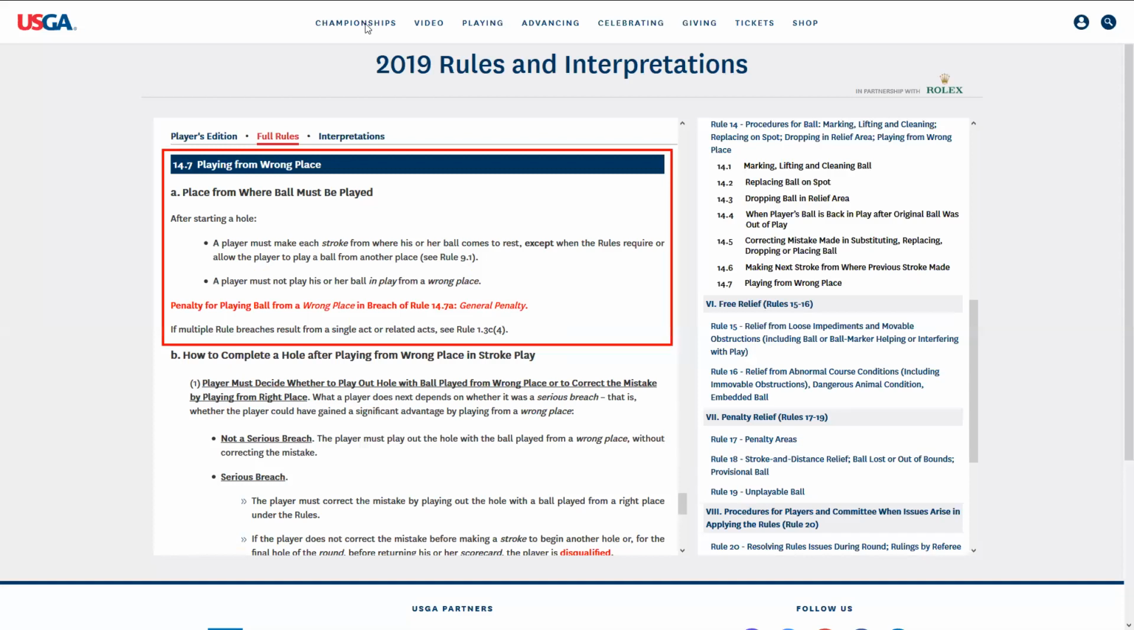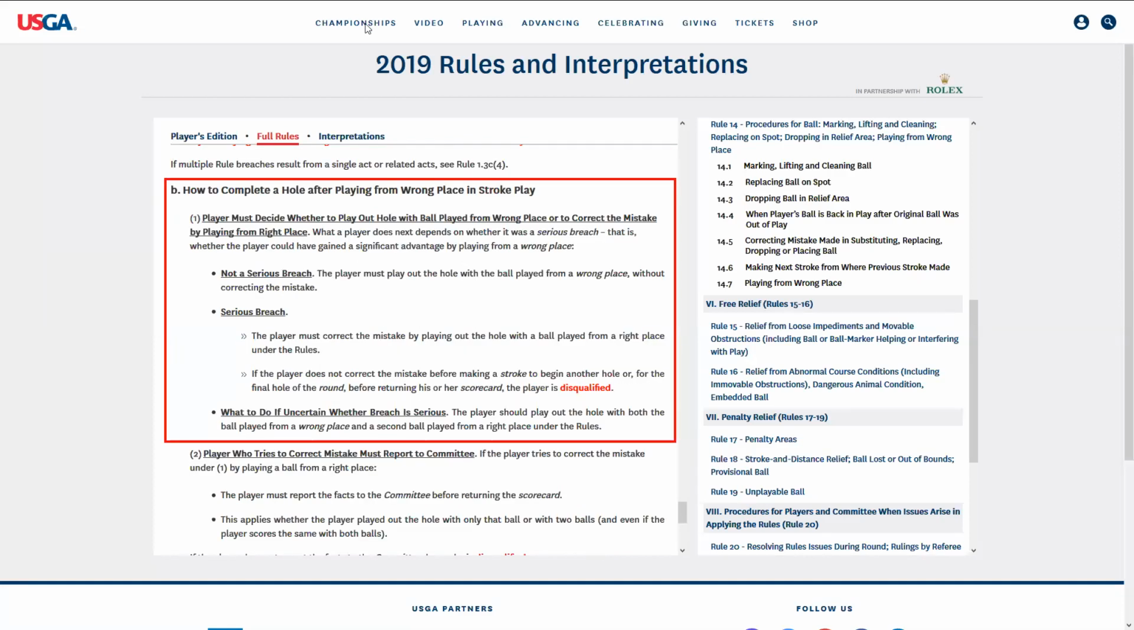14.7b. How to complete a hole after playing from wrong place in stroke play. Player must decide whether to play out the hole with the ball played from wrong place or to correct the mistake by playing from the right place. What a player does next depends on whether it's a serious breach. That is, whether the player could have gained a significant advantage by playing from the wrong place. And again, we went over in the definitions the term serious breach.